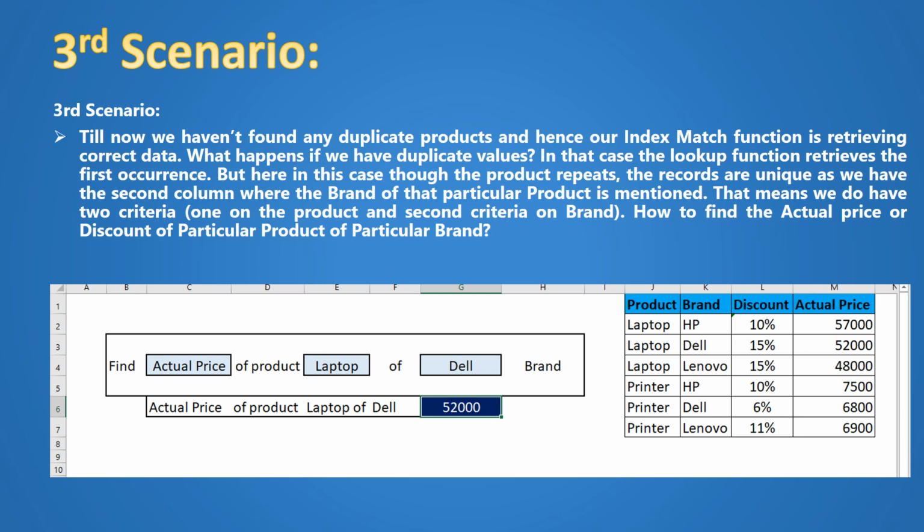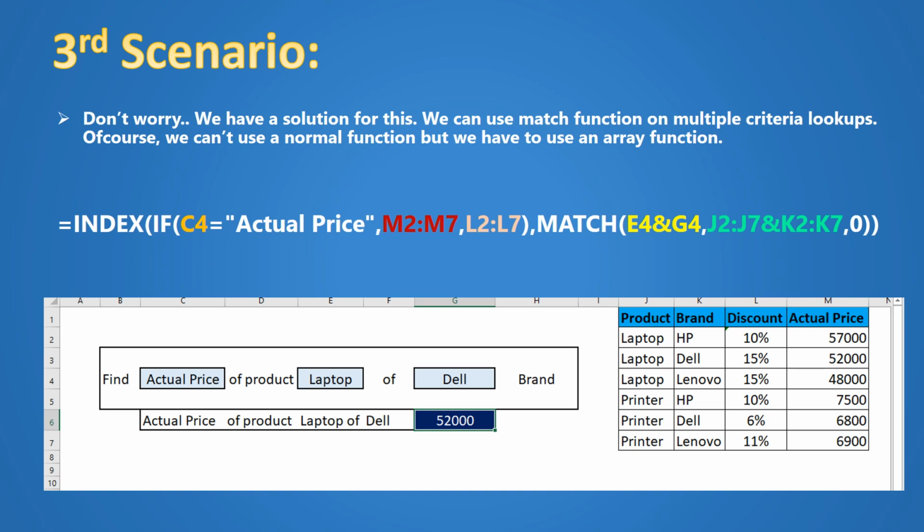That means we do have two criteria, one on the product and the second one on the brand. How to find the actual price or discount of a particular product of a particular brand? Don't worry, we have a solution for this. We can use the match function on multiple criteria lookups. Of course, we can't use a normal function but we have to use an array function.